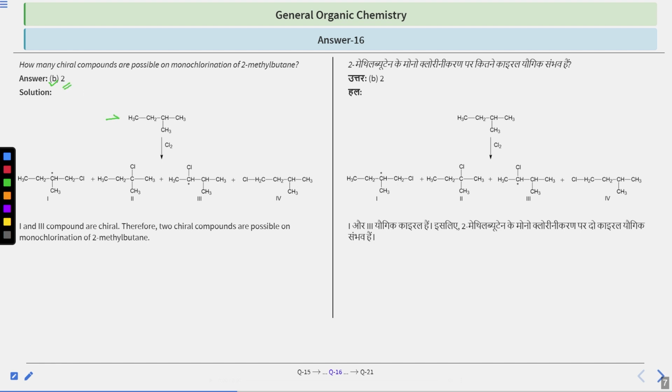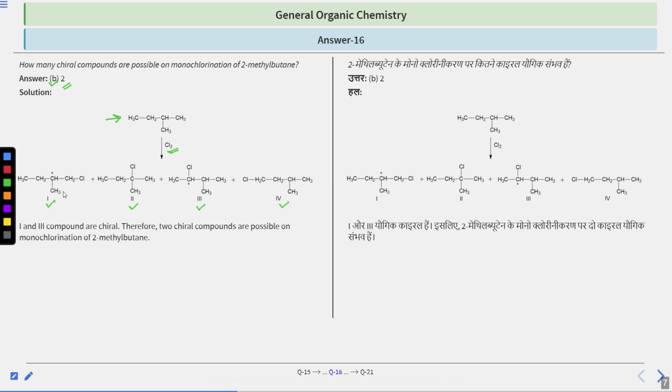So this is the structure of 2-methylbutane. You can see that in the parent chain 4 carbons are present: CH3, CH2, CH, CH3, and at the second carbon we have one methyl attached. We are doing monochlorination for this compound, reacting 2-methylbutane with a Cl2 molecule. So we get 4 compounds in total: first, second, third, and fourth.